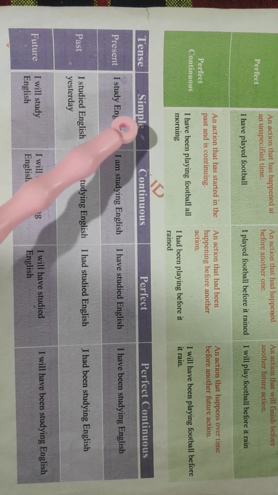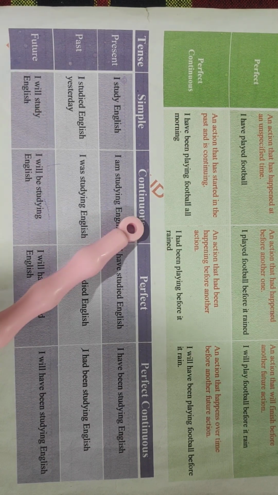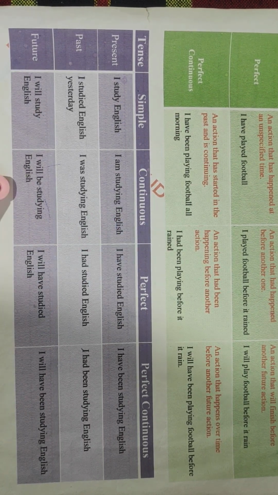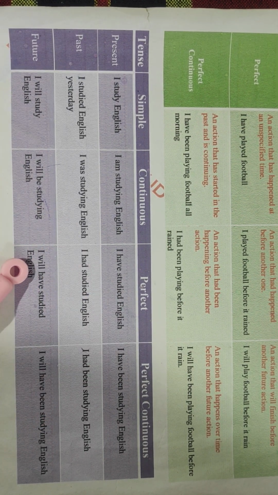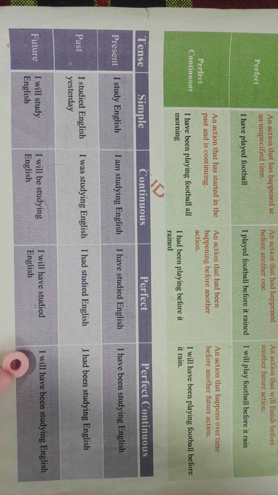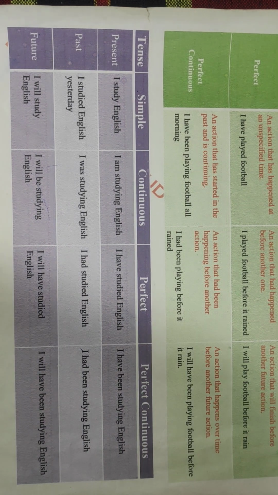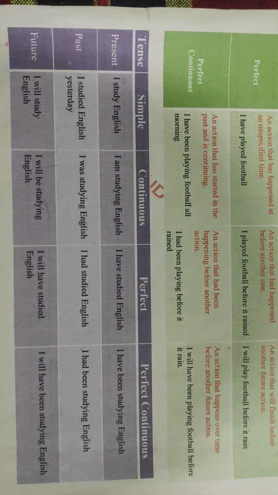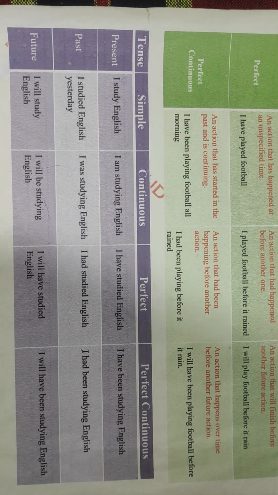Future simple: I will study English. Future continuous: I will be studying English. Future perfect: I will have studied English. Future perfect continuous: I will have been studying English. So we see here, these examples will help you all to speak English correctly if you study them.